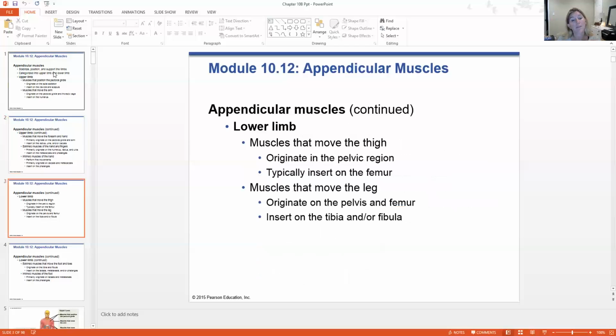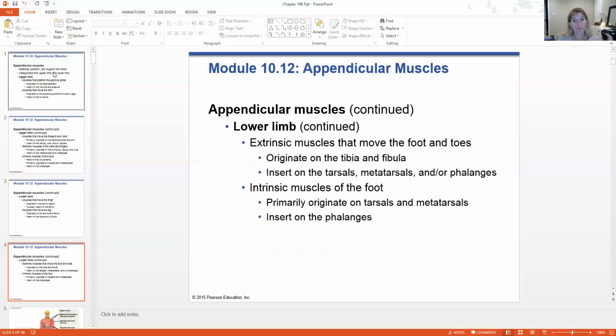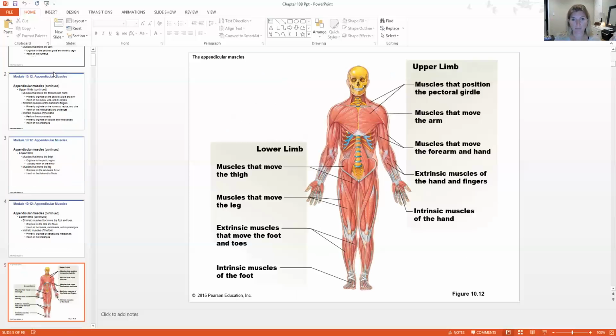And then we have appendicular muscles on the lower limb. You have muscles that move the thigh and muscles that move the leg, and we'll get into all of these. And then muscles that move the lower limb. So again, extrinsic and intrinsic there. Extrinsic muscles are going up into the tibia and fibula. Intrinsic muscles of the foot are specifically dealing with your feet, toes, and ankle.